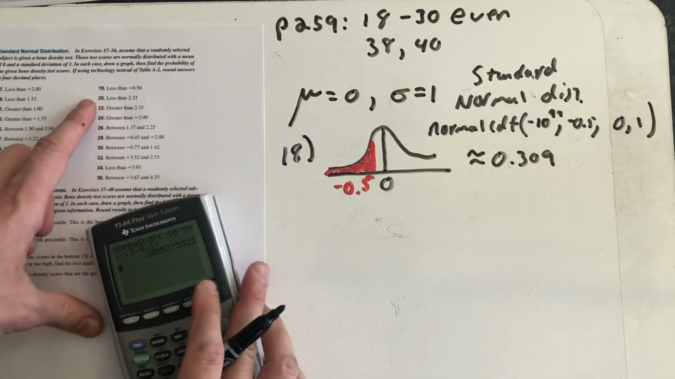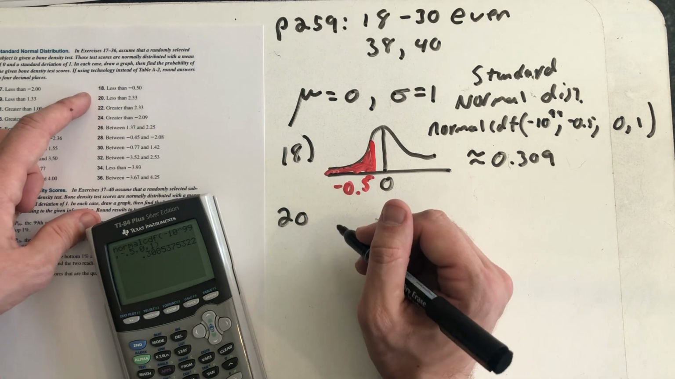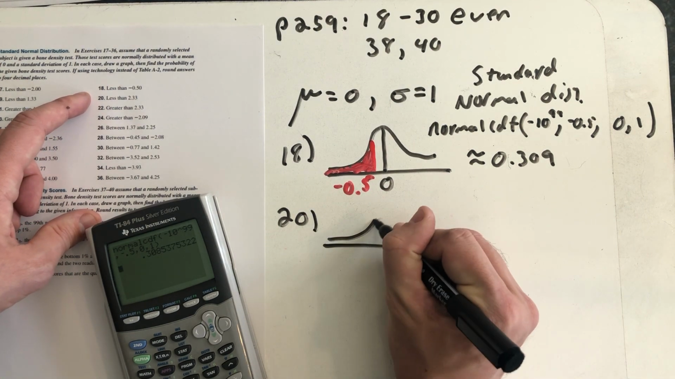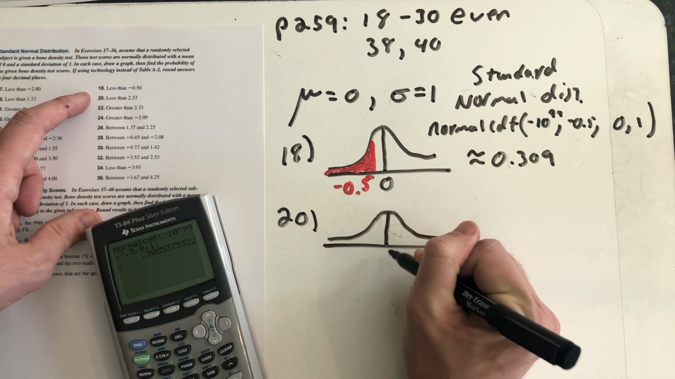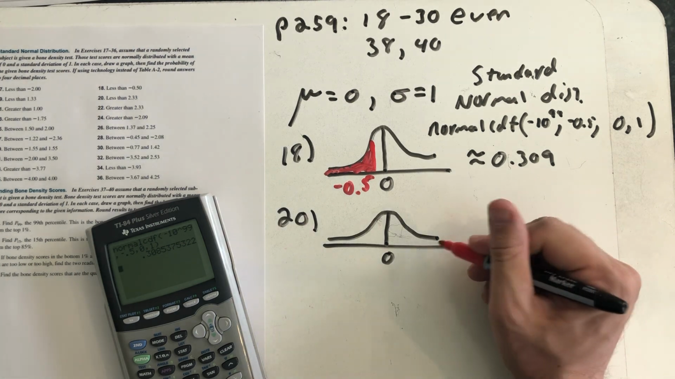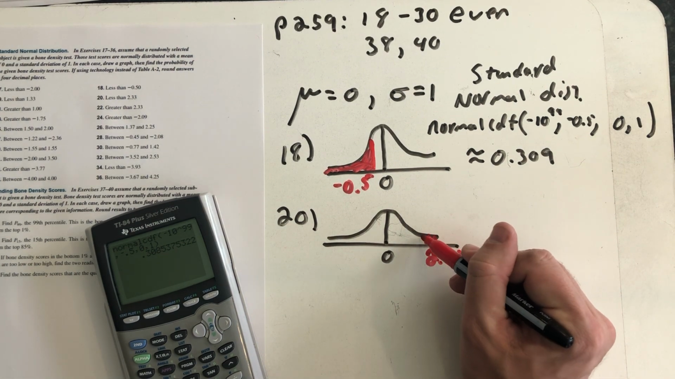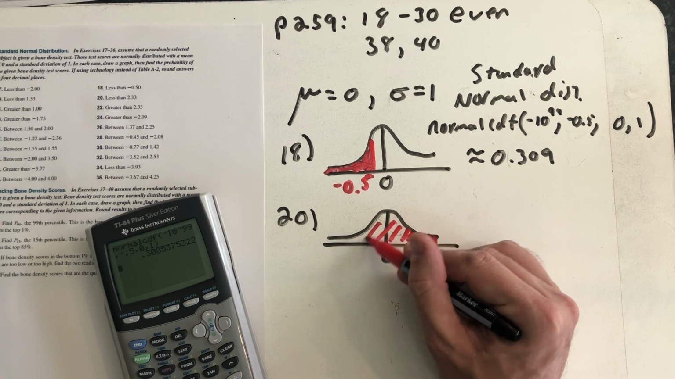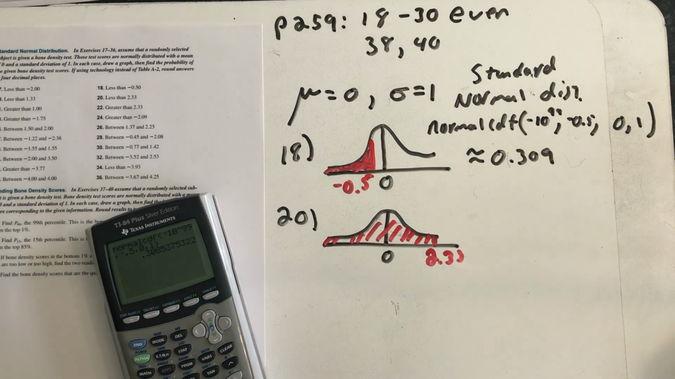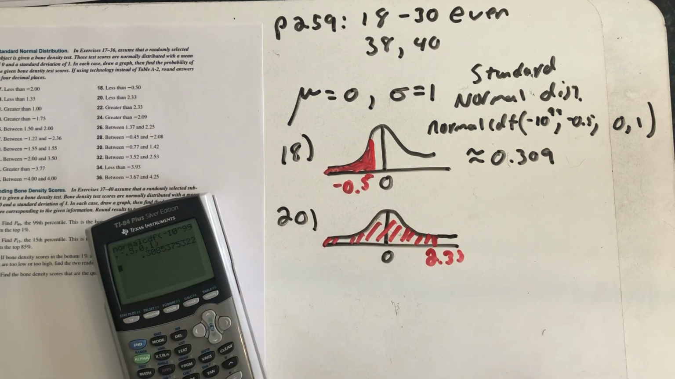All right, number 20. Doing the even problems from 18 all the way down to 30. Less than 2.33. So again, draw a little normal distribution. The mean zero's in the middle, less than 2.33. Well, 2.33 is pretty far above the mean. Right, because anything over 2 standard deviations above the mean is actually considered significantly high. So I expect this probability to be fairly high. The total area under the curve is 1, and we've shaded a lot of that space.